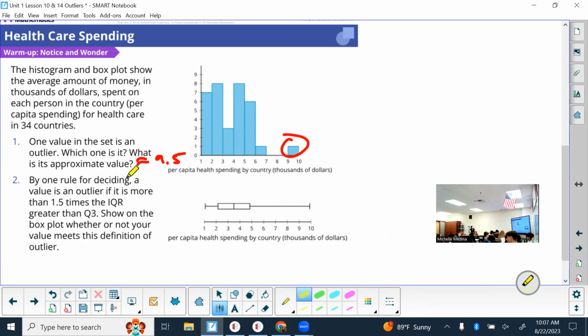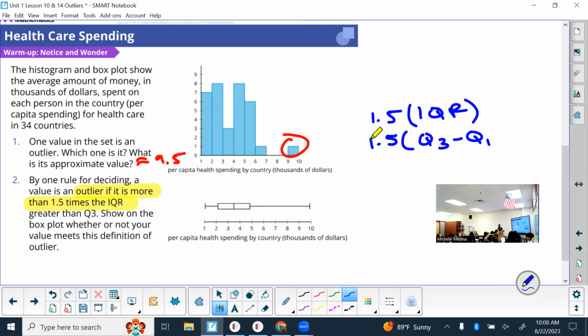But the rule for determining for sure if the value is an outlier is if it is more than 1.5 times the IQR away from either quartile. So think about what that means. What is the formula for IQR? Q3 minus Q1. On what data display can I tell or at least approximate my Q3 and Q1? On the box plot. Here would be where my Q1 is. Here would be where my Q3 is, approximately.